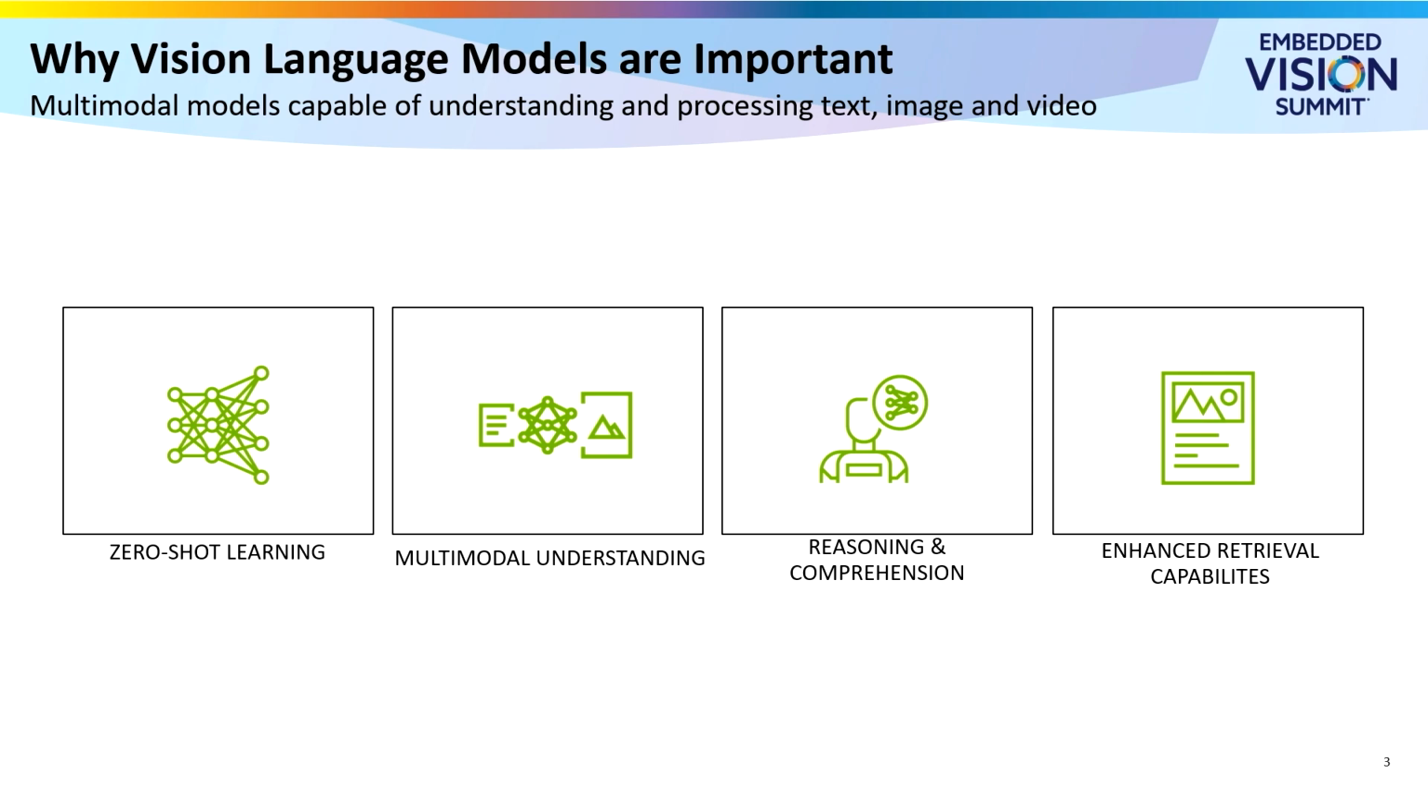So why are vision language models important? Most of the time, as in the other talk on prompt engineering, they are very good at zero-shot learning. They are good at multimodal understanding because they are fed images, videos, and text. They are also very good at reasoning, and the reasoning feature comes mostly from the LLM part of the VLM. And they are good at retrieval capabilities, etc.